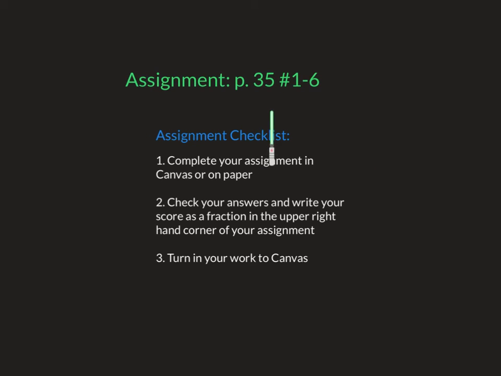So the assignment today is page 35, number 1 through 6. Please remember to go through the assignment checklist to make sure you have everything that you need in your assignment before you hand it in.